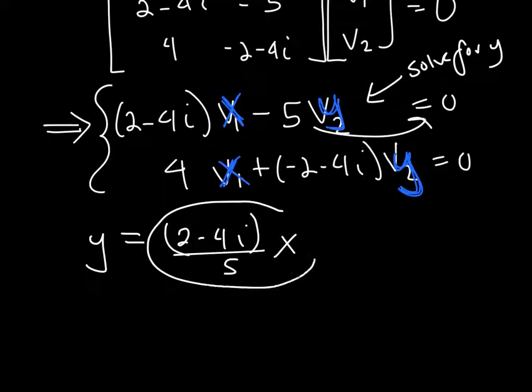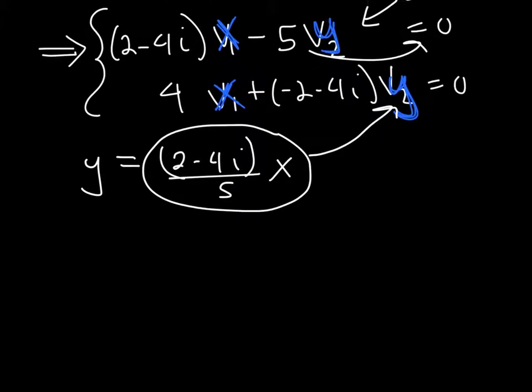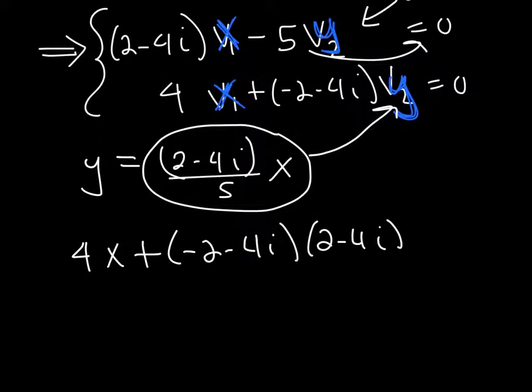And so this is my expression for y, so then I'm just going to substitute it back into the other equation. And we have 4x plus, and I have this guy, times (2 minus 4i) over 5x equals 0. Again, remember when you solve systems of linear equations in algebra and they're real numbers, you're basically finding the point of intersection, or if they're parallel lines, or if they're the same line, which is infinitely many solutions.